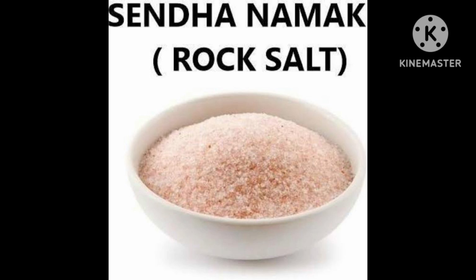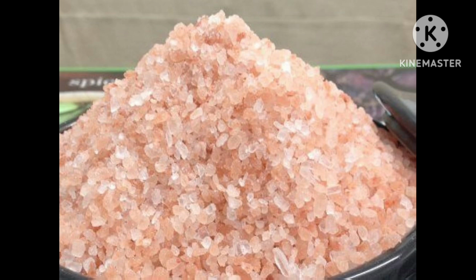Second important difference is its color. Sindha namak color is light pink due to presence of ferrous oxide. Many minerals are present, but its color is pink due to presence of iron, ferrous oxide. But ordinary salt color is white, but it is found in greenish white also, or slightly black tints.